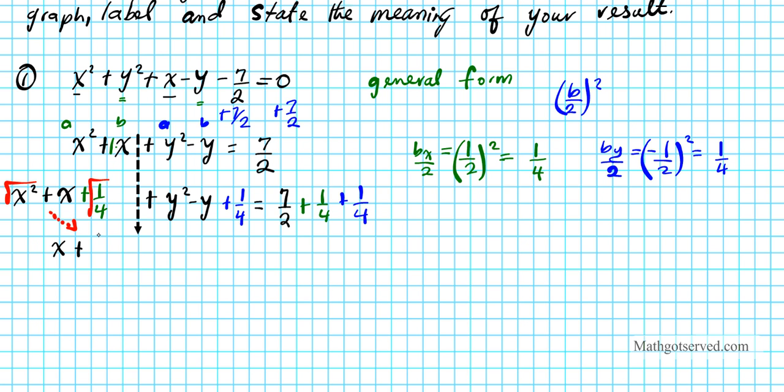And then the square root of 1 over 4: you root the top, the square root of 1 is 1, and you root the bottom, the square root of 4 is 2. So you have (x + 1/2) quantity squared. Okay? Plus, same procedure here. You root the first and the last, and then you bring down the middle sign. So the square root of y squared is y, minus the square root of 1/4, which is 1/2, quantity squared.